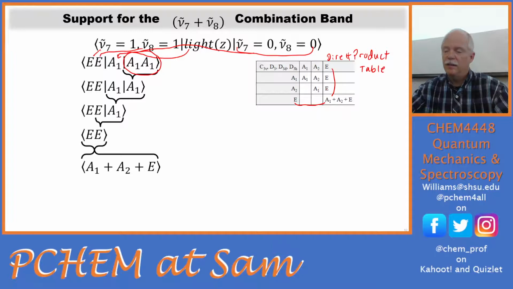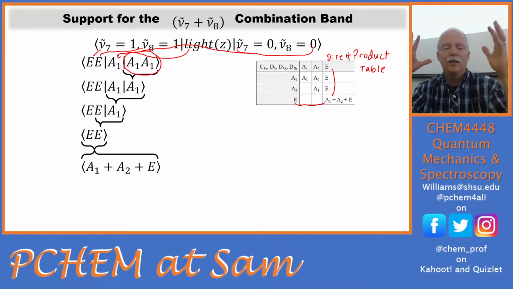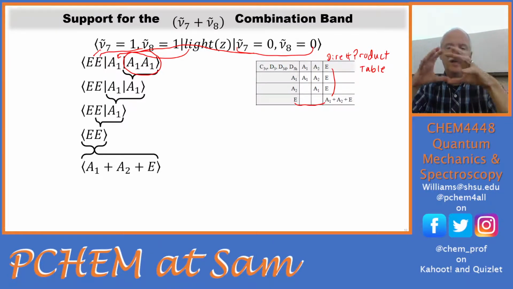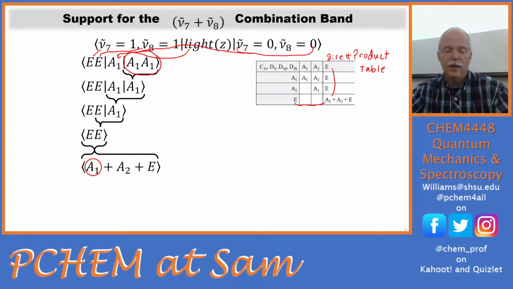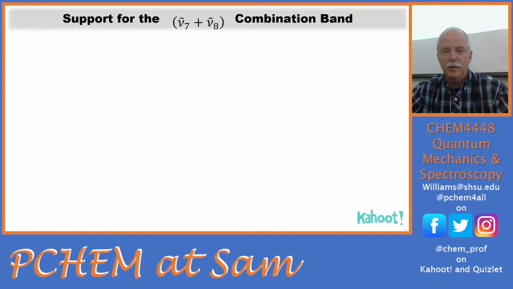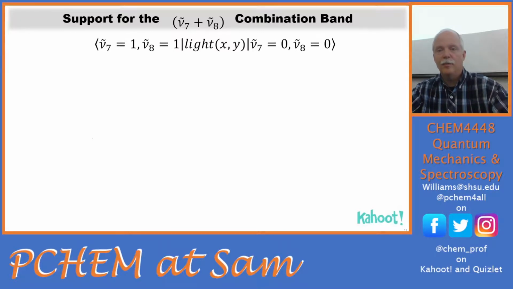All right, and so again, think about this as an integral. That's what these things represent. And so now we have an integral that's the sum of 3 terms, and one of those terms is non-zero, that A1 term. And so this is allowed with Z-polarized light. And because we don't have G's or U's or whatever, it's probably going to be allowed with XY polarized light as well. So let's look at XY polarized light.